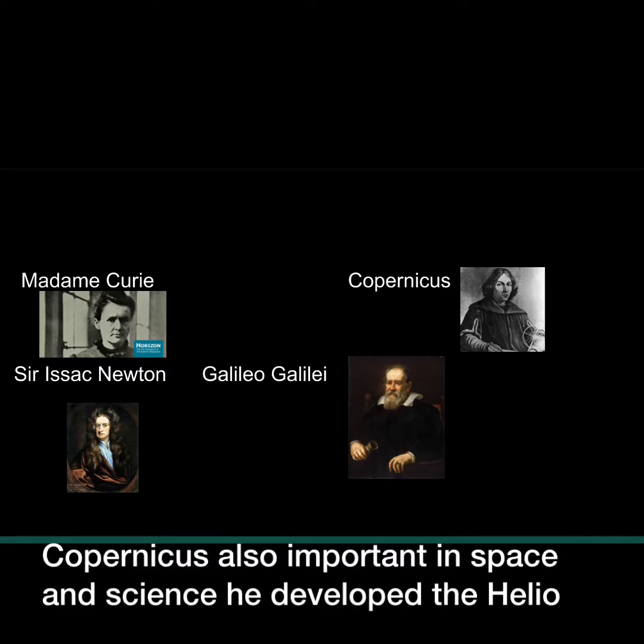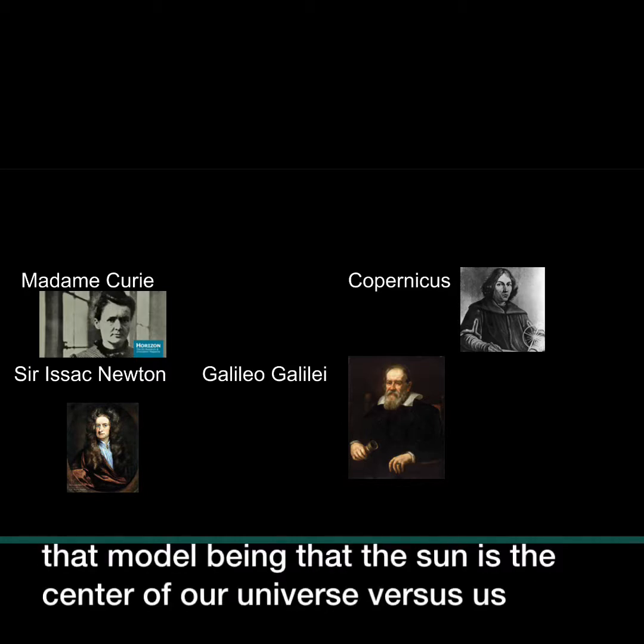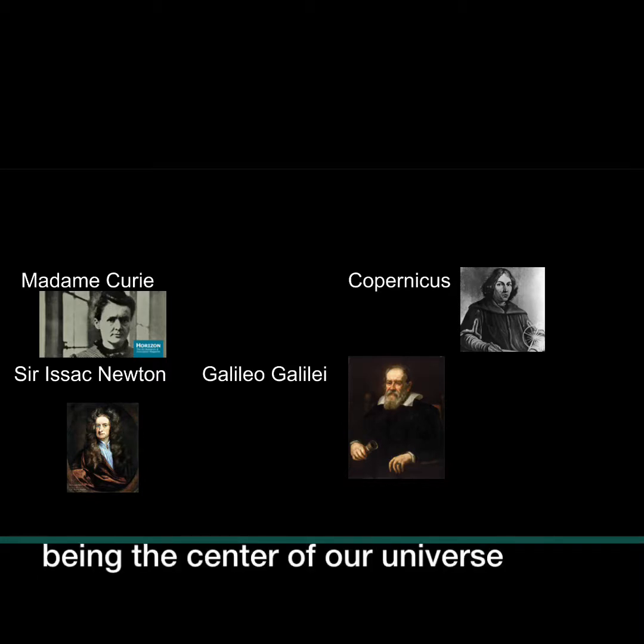Copernicus, also important in space and science, he developed the helio, meaning the sun, centric, meaning the center, the heliocentric concept of that model being that the sun is the center of our universe versus us being the center of our universe.